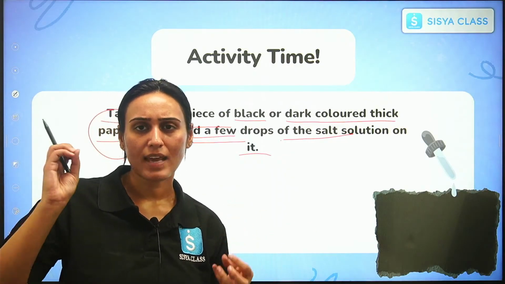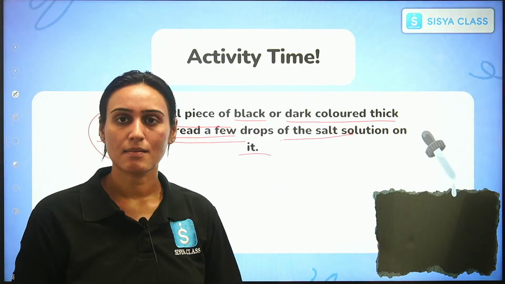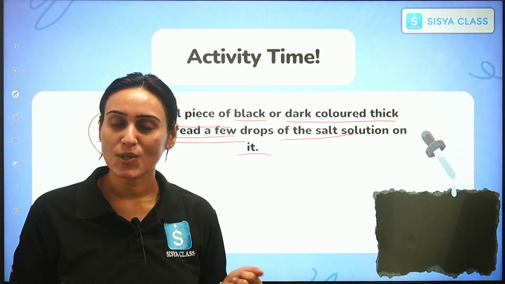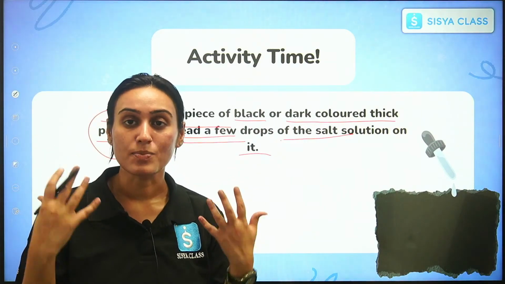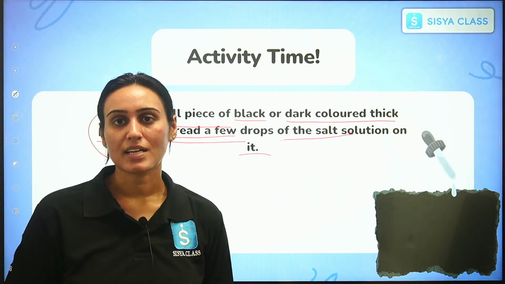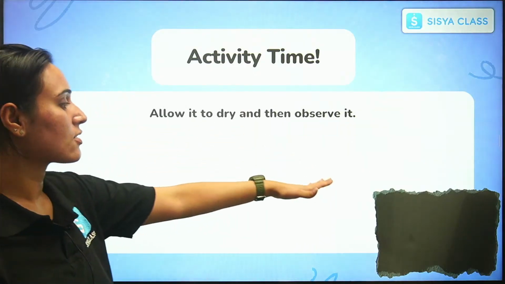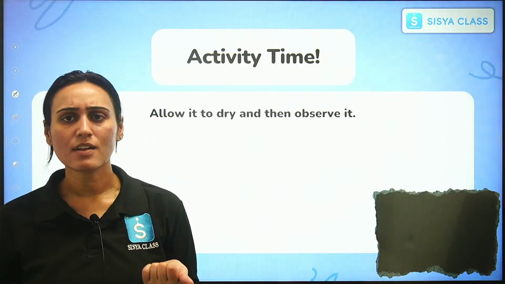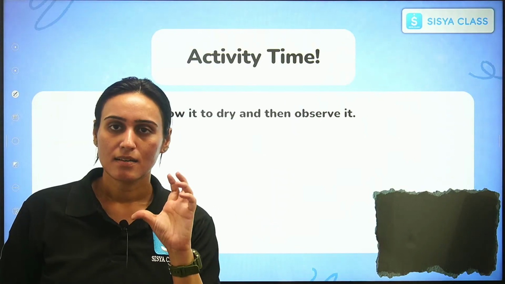What happens when we add a few drops of that salt solution on this piece of paper? Let's find out, everyone. We are doing an activity that you can do yourselves, and we are trying to see the observations, what we can observe from here, which method we can employ in order to separate out salt from water. Okay, let's see. So we allow it to dry and then we observe it. So when it dries, the water will evaporate, we all agree. What will be left behind on that black paper?